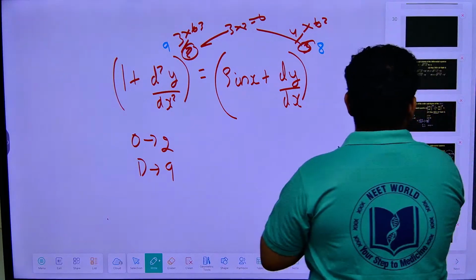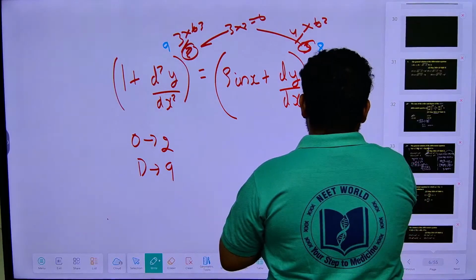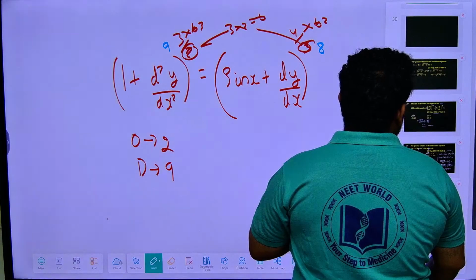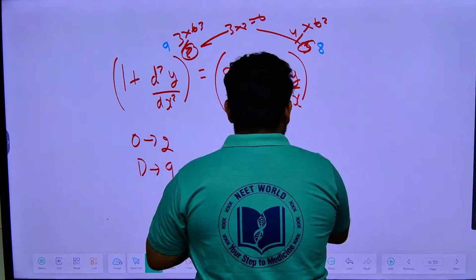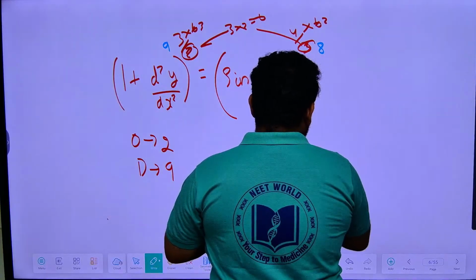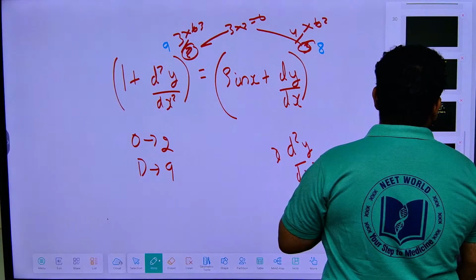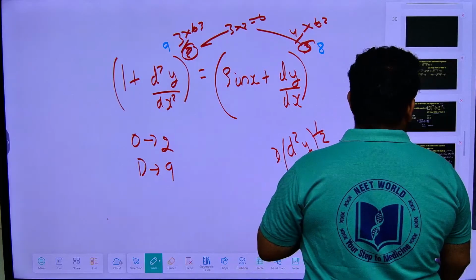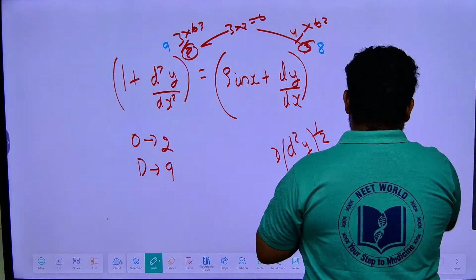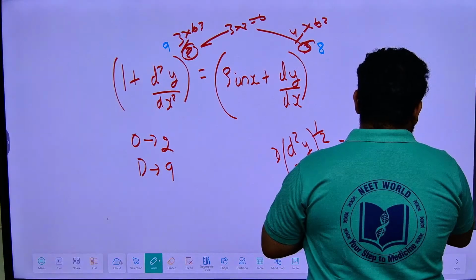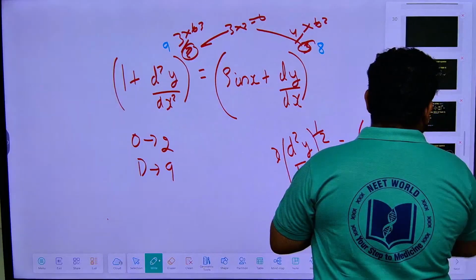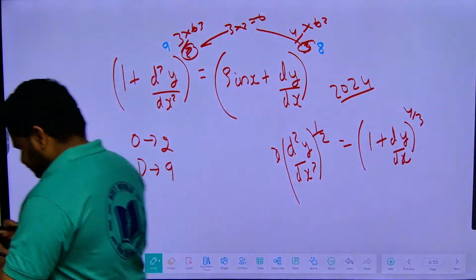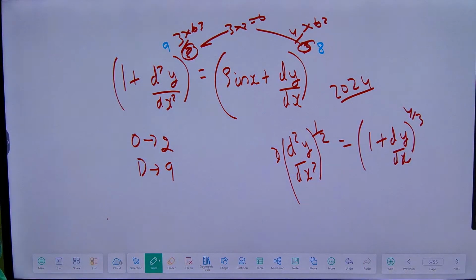Okay, the question that is given is x into d square y by dx square to the power of 1 by 2 is equal to 1 plus dy by dx to the power 4 by 3. This was asked in the AP 2024 question paper. This is the question that they have asked.